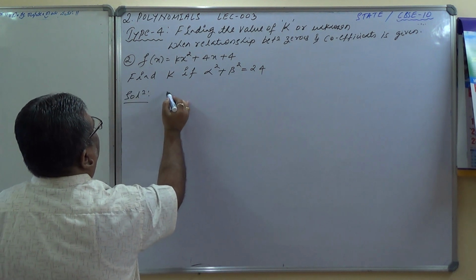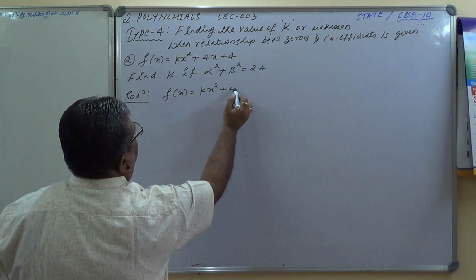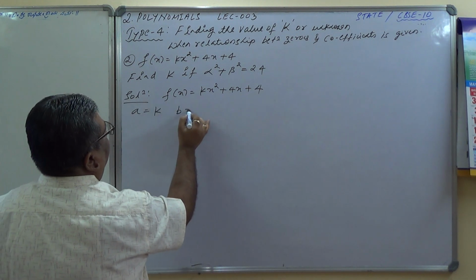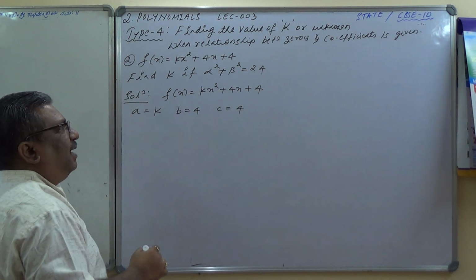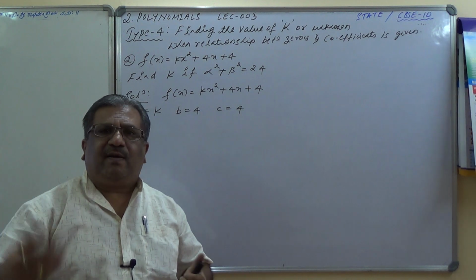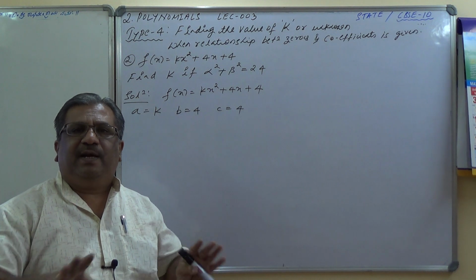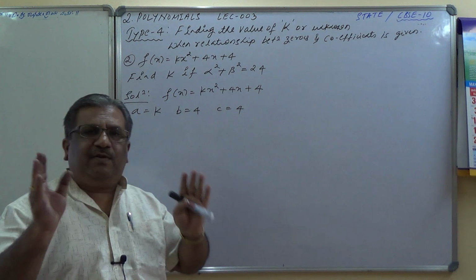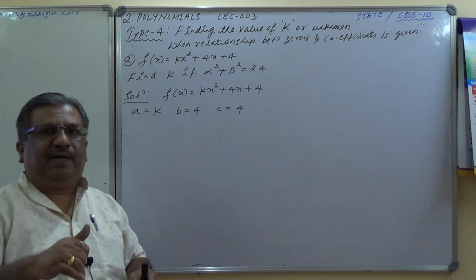Solution. f(x) is given as kx² + 4x + 4, a equals k, b equals 4, c equals 4. So as I told you, in such questions, whether it is required or not, the first step is to find the sum of zeros and product of zeros, and keep it in terms of k. You may get it in terms of k also. First you find the sum of zeros and product of zeros. Based on the given information, check whether you will be able to find the value of k.